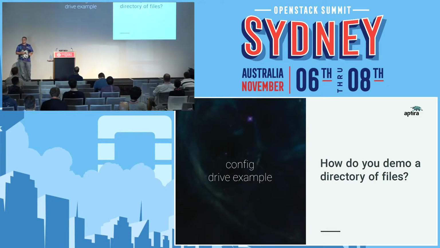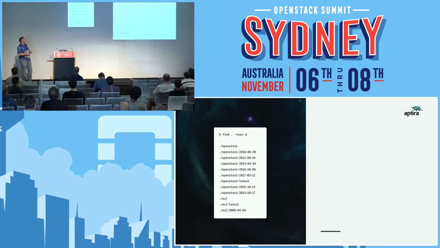So I wanted to show you config drive, but how do you demo a directory of files? My answer is that you do a directory listing and you hand it to your graphic designer at work and say, make me look not stupid, and this is where you land. So this is just a recursive directory listing, only showing directories, not files.